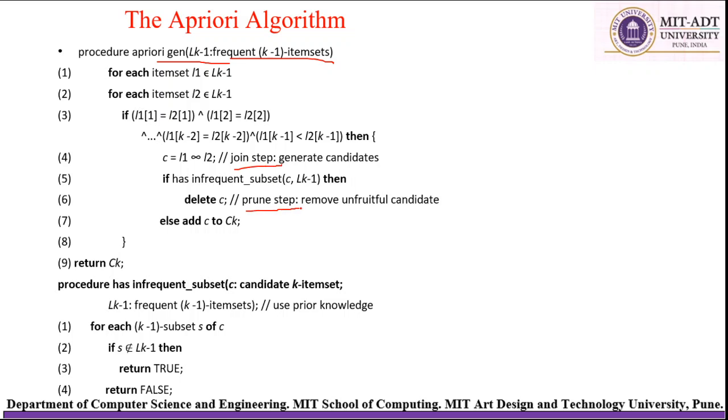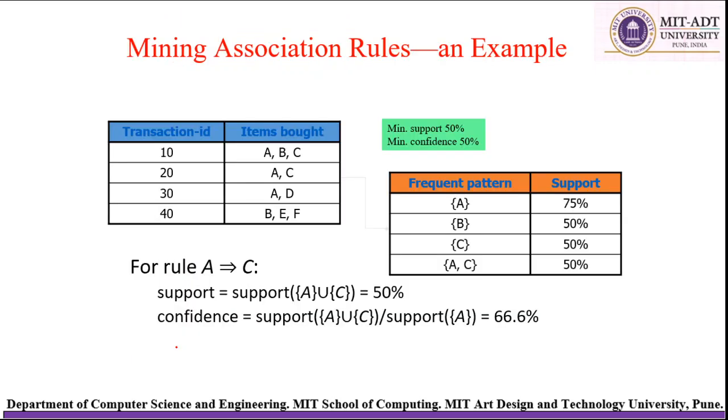Once the candidate item sets are generated, apply the minimum support. If it is not satisfying it, then that is an infrequent item set. And if it is infrequent, then delete that candidate item set. So we are identifying whether it is frequent or not. It is the infrequent subset procedure or function, where if it is not satisfying the threshold, it is an infrequent item set. So this is how this Apriori algorithm works.